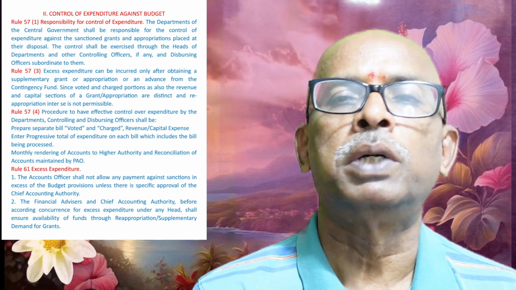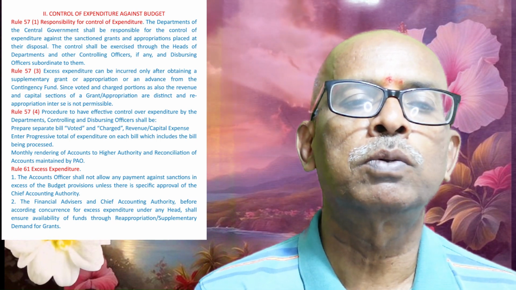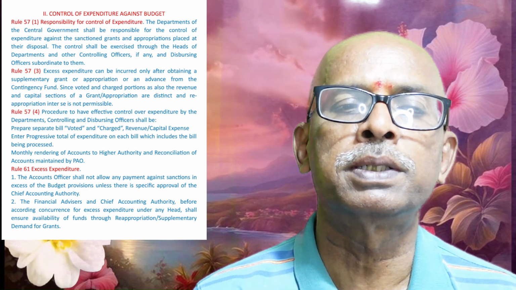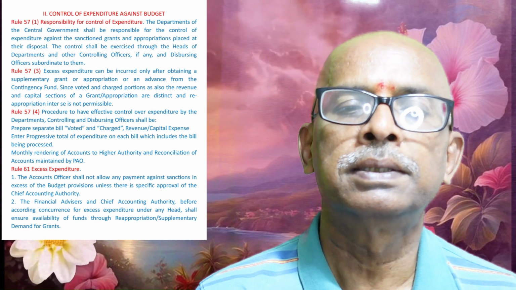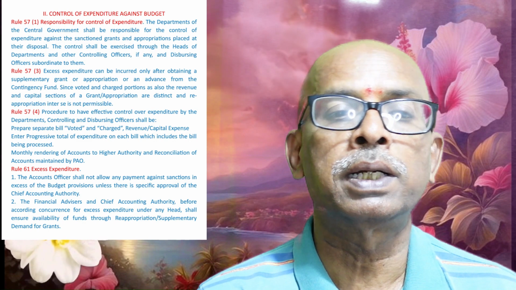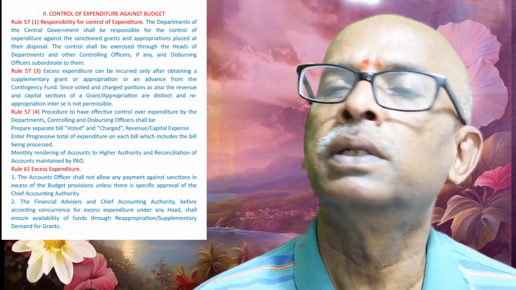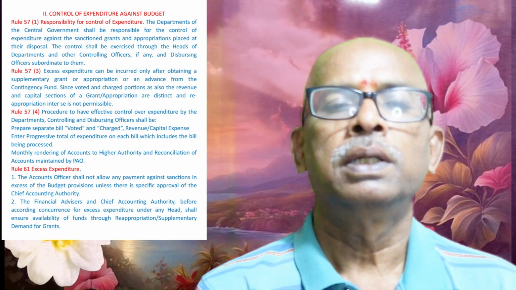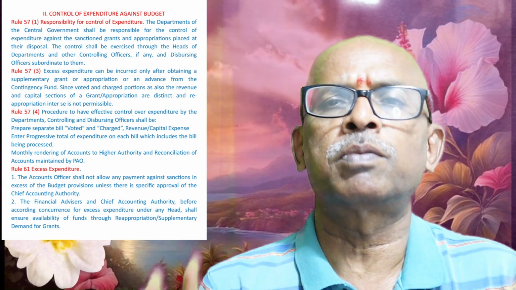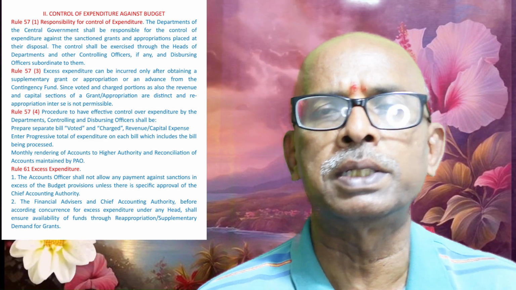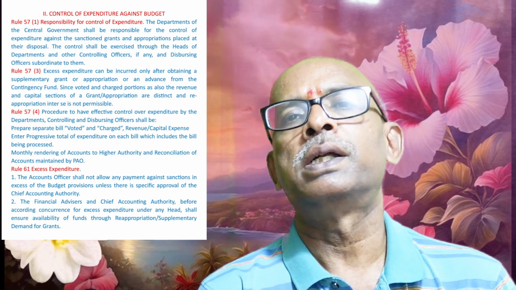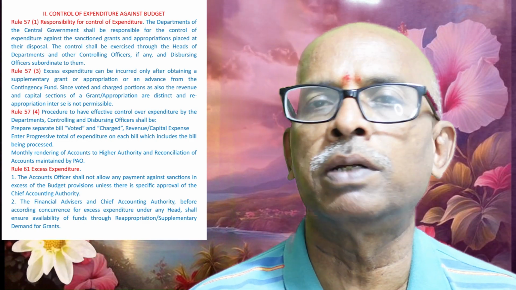exceed the budget allocated. Now, Rule 57.1 says the departments of central government shall be responsible for the control of expenditure against the sanctions, grants and appropriation placed at their disposal. The control shall be exercised through the head of the department and other controlling officers, including DDOs and head of office. Normally now PFMS takes care of fund availability and balance. It gives warning also. Even when you start the preparation of a grant sanction, it will tell you what the budget availability is, everything.